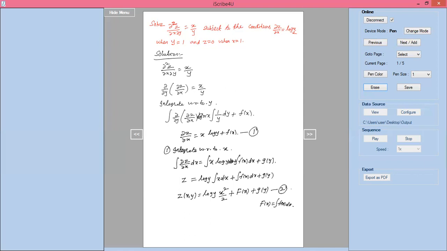Now if you use the conditions, what are the conditions here? Dou z by dou x equal to log x base e when y equal to 1, in equation number 2. We'll use log x base e equal to log y. Log y should be log 1 into x square by 2 plus capital F of x plus g of y.